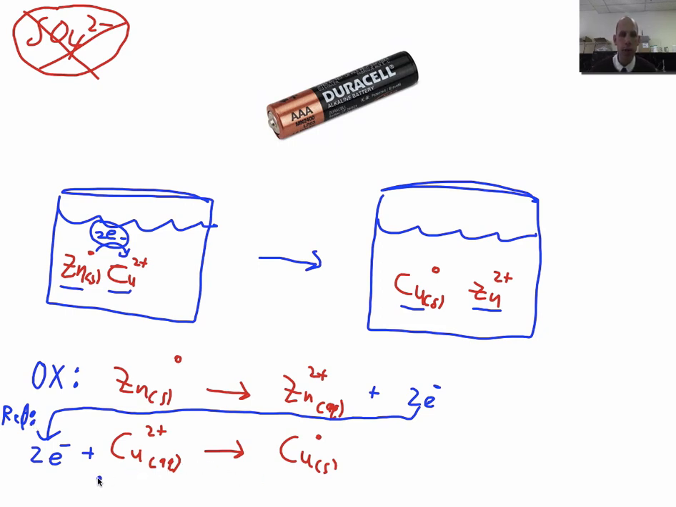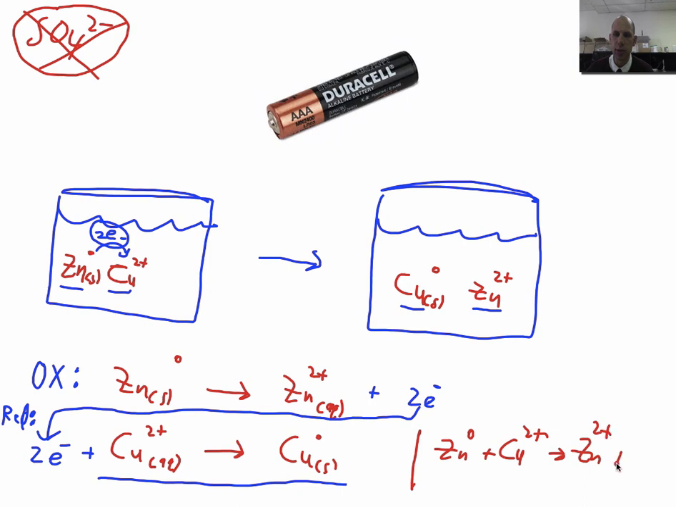So what we can do is we can add these up and get a total net reaction. So in this case, that's going to be Zn0 plus Cu2+ goes to Zn2+ plus Cu0. And this is the net ionic or net redox reaction. Remember, the SO4 is still there. It's hanging out right here. And it's hanging out right here. We just don't care about it because it's not part of the redox reaction.